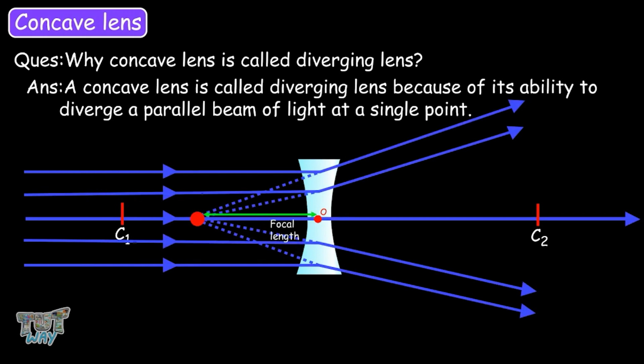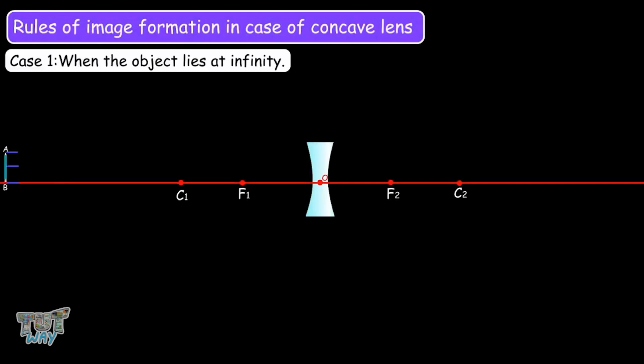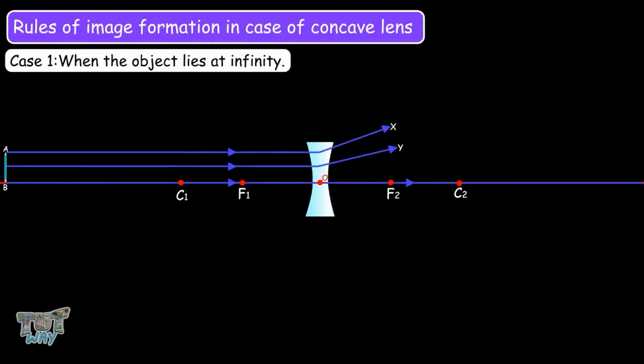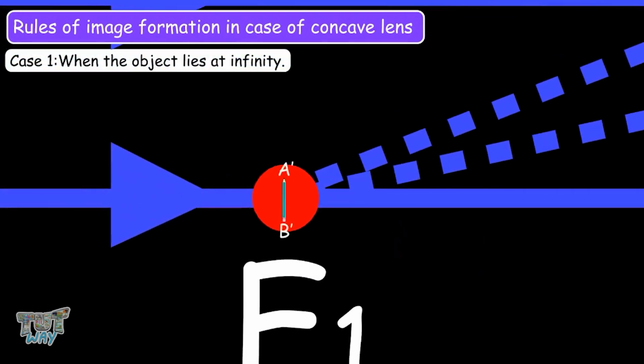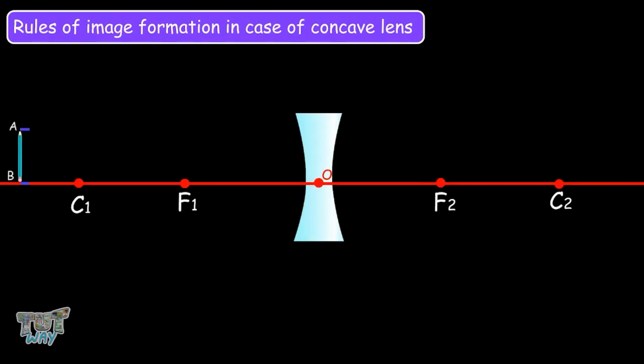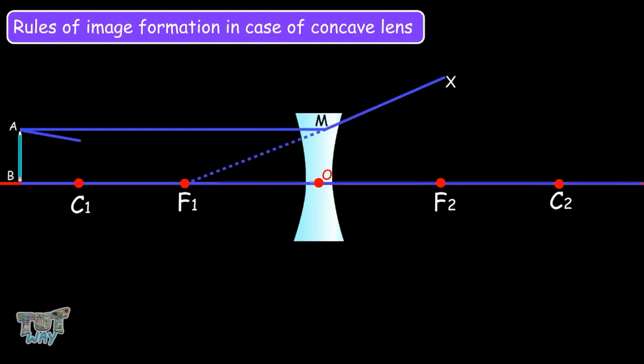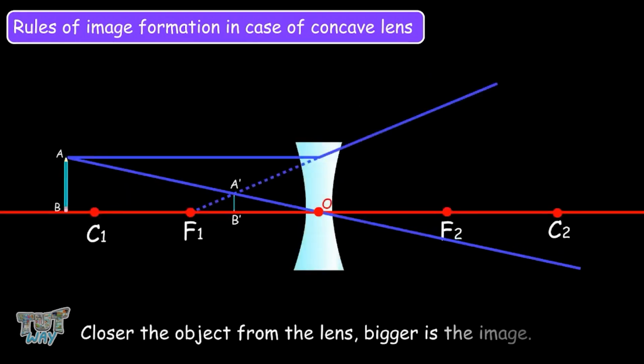Now, let's revise the image formation in the case of a concave lens. If the object is placed at infinity, the image is formed at the focus. The image is a highly diminished, point-sized, virtual image. If the object is placed anywhere between infinity and the optical center of the lens, a virtual diminished image is formed between the focus and the optical center of the lens. The closer the object is to the lens, the bigger the image is.